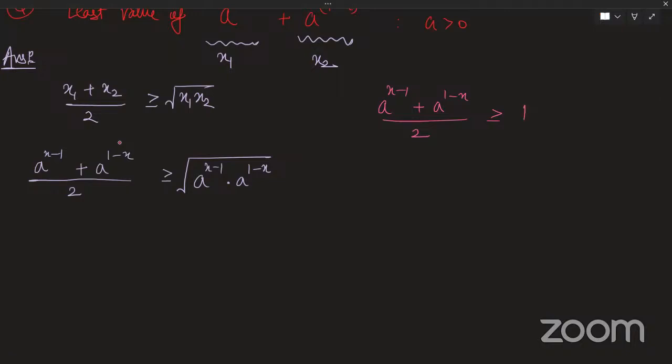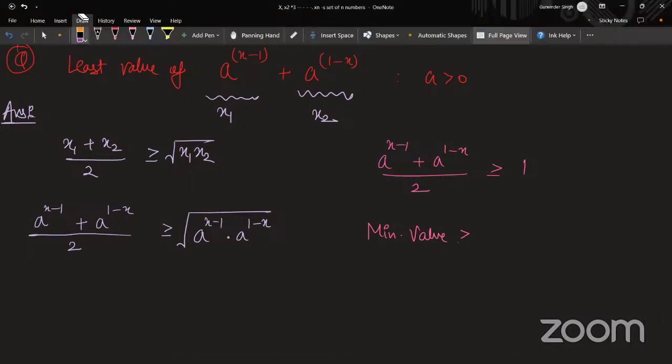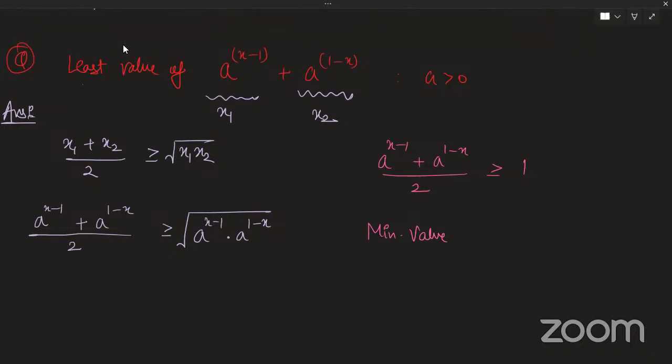So that means what will be my minimum value? I am asking the minimum value of a raised to x minus 1 plus a raised to 1 minus x. Correct, there is a 2 in the denominator also. So the minimum value is 2, because it can be either greater than or equal to 2. Got it, everyone?